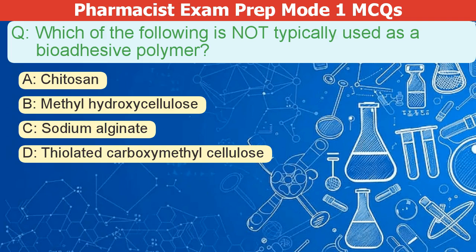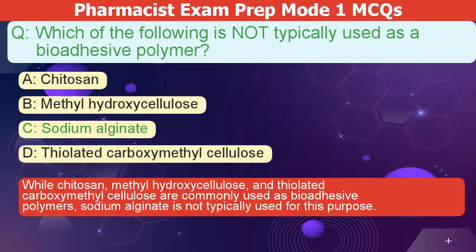Which of the following is not typically used as a bioadhesive polymer? A. Chitosan. B. Methyl hydroxycellulose. C. Sodium alginate. D. Thiolated carboxymethyl cellulose. The correct answer is C. While chitosan, methyl hydroxycellulose, and thiolated carboxymethyl cellulose are commonly used as bioadhesive polymers, sodium alginate is not typically used for this purpose.